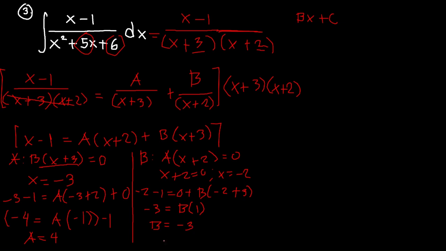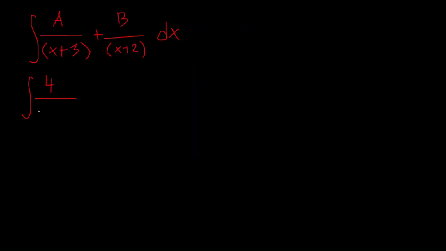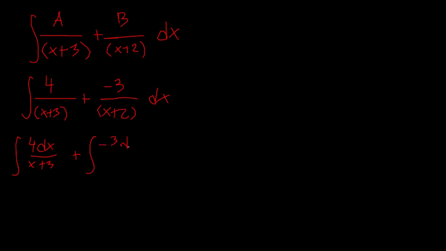So now that we have negative 3 and 4, we can use this equation as the one we are going to integrate. So integral of a over x plus 3 plus b over x plus 2 dx. Don't forget about dx. So our a is 4, so we can substitute 4 on a, and b negative 3 over x plus 2 dx. And then we can distribute dx, so we can integrate each term on its own. So integral of 4 dx over x plus 3 plus integral of negative 3 dx over x plus 2.